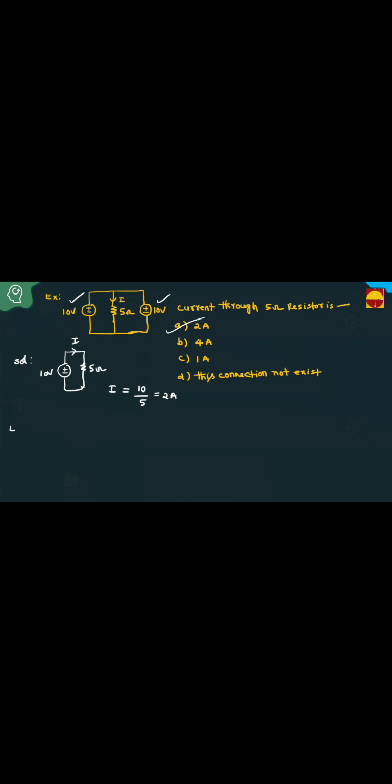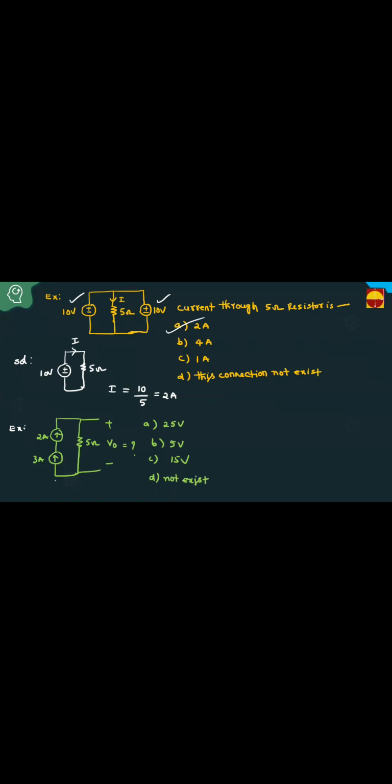Next, one more example I am framing here. For example, this is 2 amperes, and this is 3 amperes, and this is the resistance, 5 ohms, with plus minus V. This V is not equal to dash. Option A, 25 volts. Option B, 5 volts. Option C, 15 volts. Option D, this connection does not exist.